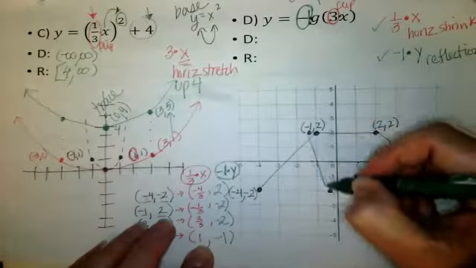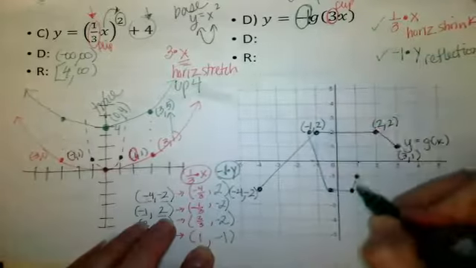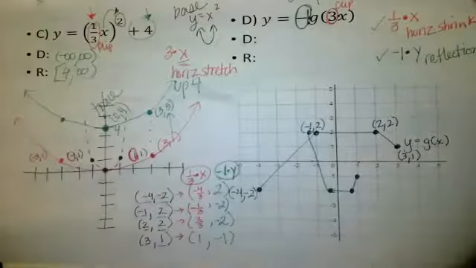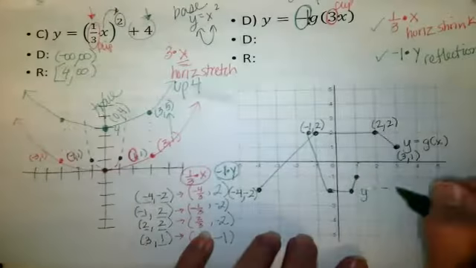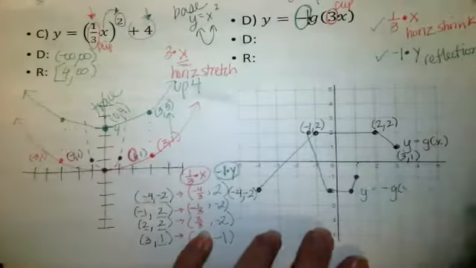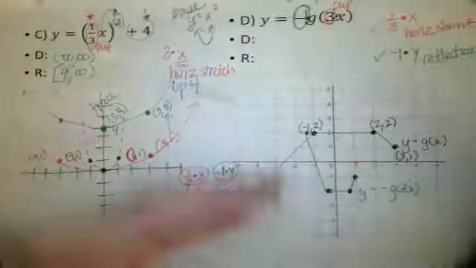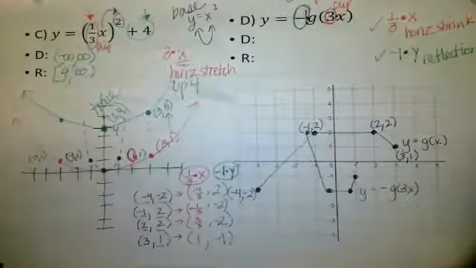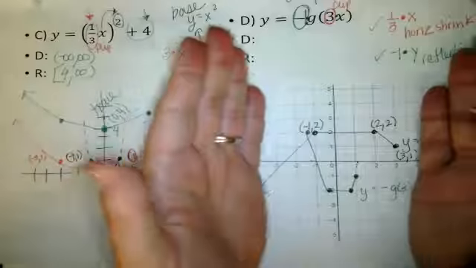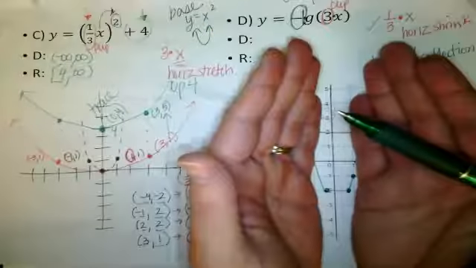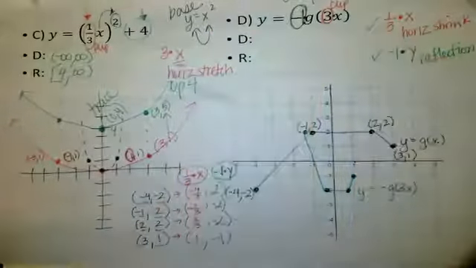So this is our transformed function. So this is y equals -g of 3x. So you can see how it got flipped upside down, but then it also shrunk in. It compressed to a third of its original size.